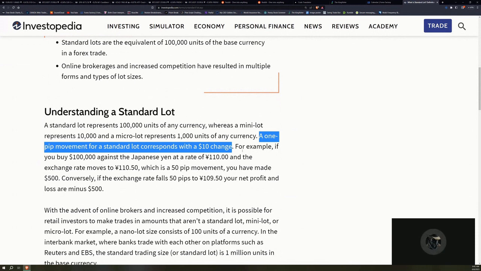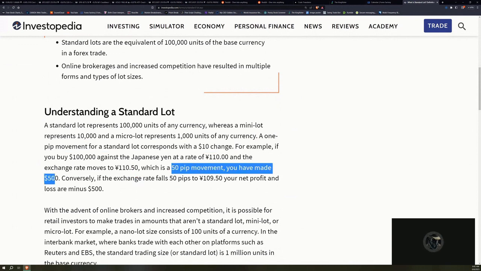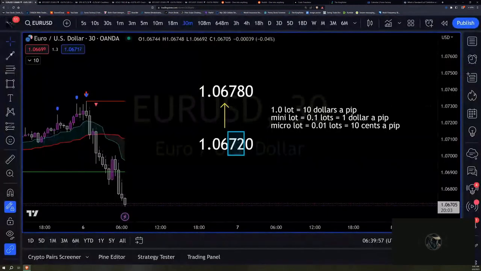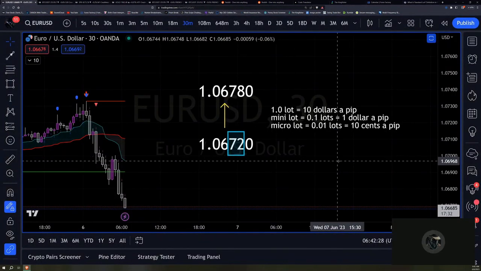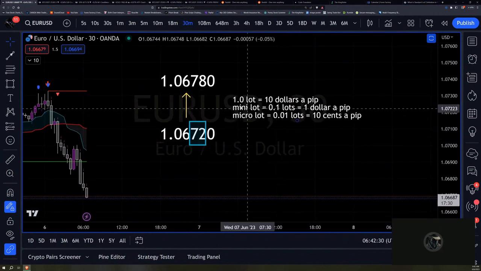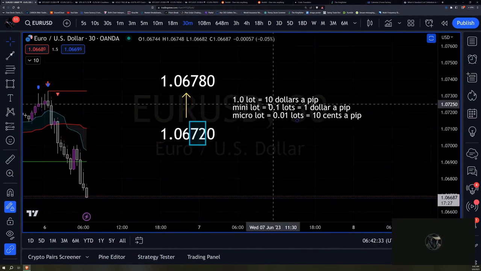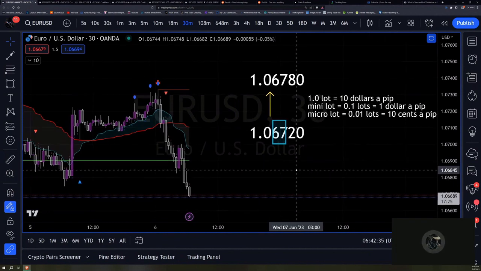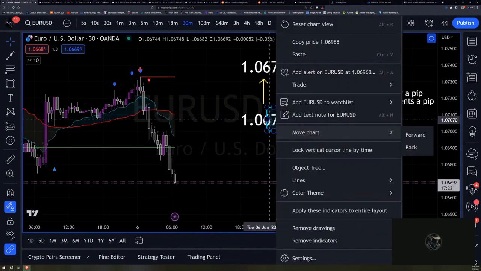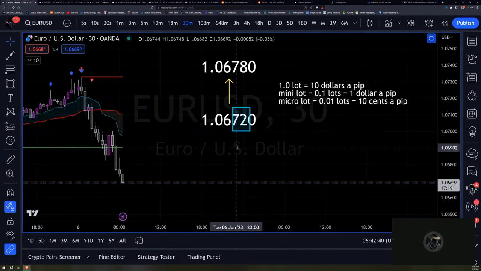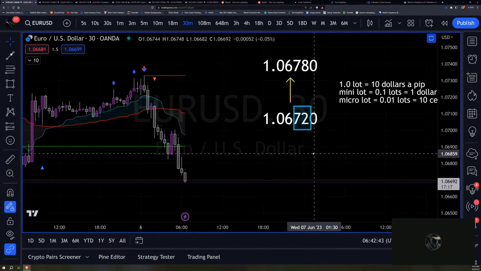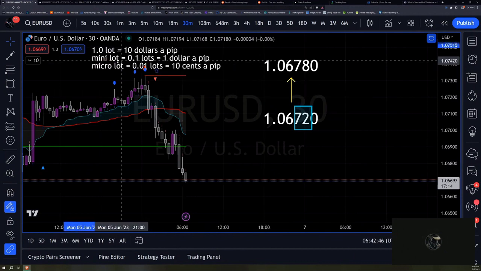So that means that if the price moves 10 pips, you made $100, or as in the case they used here, a 50 pip movement means you made $500 with the standard lot. So I did have that right. And again, I haven't done this in a long time. So one lot, they call it a standard lot, is $10 a pip. So let's do a simulated trade here. Let me make this nice and neat for everybody. I'm going to put this over here.